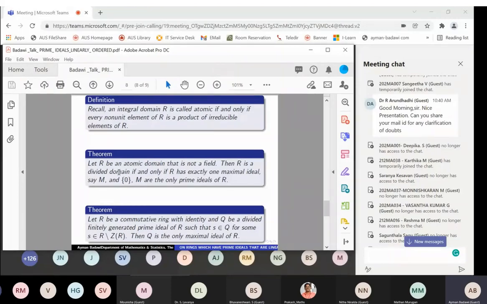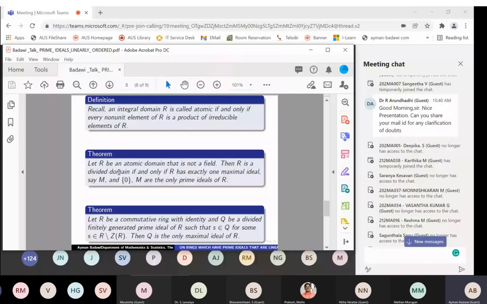irreducible elements. But remember, in a unique factorization domain, you can write each element as a product of irreducible elements uniquely up to associates. This is something you studied. So definitely unique factorization domains are atomic, but not every atomic domain is a unique factorization domain.